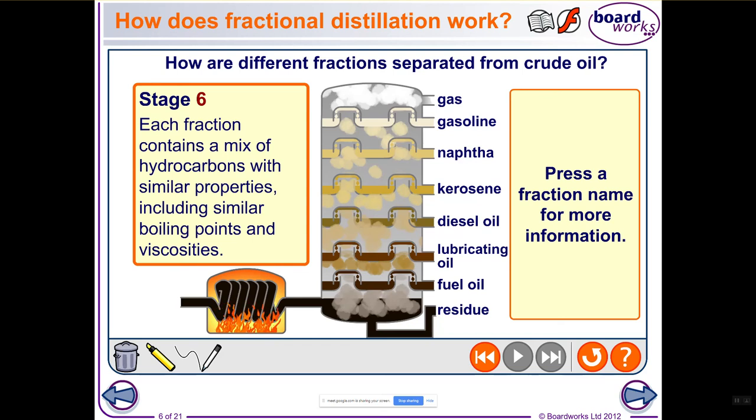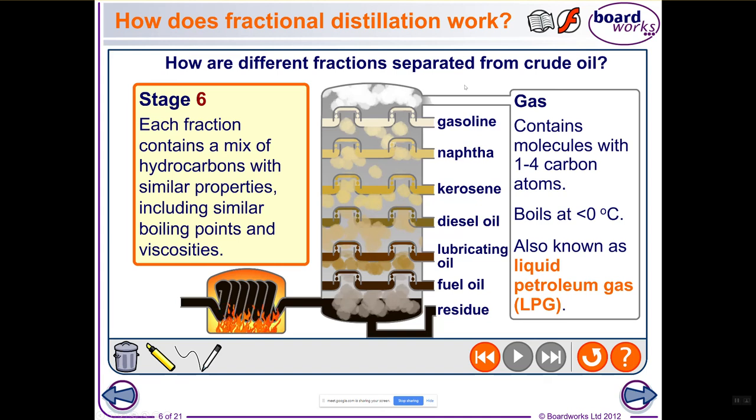Okay, so let's start at the top. So the first fraction that you need to know about is gas. So the gas section, the ones that never become a liquid, contain 1 to 4 carbon atoms. So the molecules are going to be things like methane, ethane, propane, and butane. And we give these a special name which is called LPG, or liquid petroleum gas.